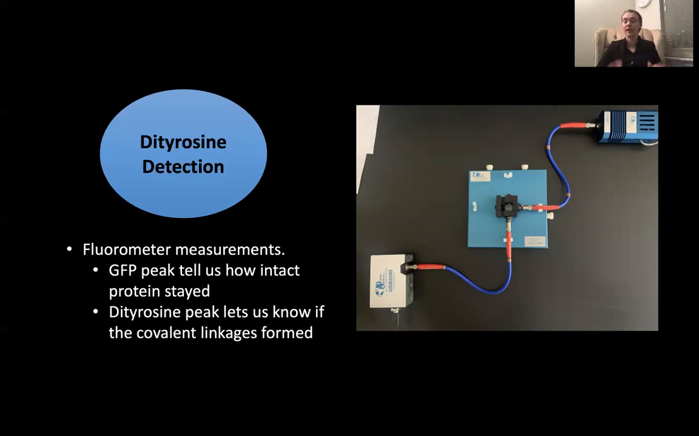So we're able to see a live feed of the amount of fluorescence of our sample. This peak for GFP tells us how well the protein stayed intact. GFP has an intrinsic fluorescence itself, and dityrosine also has a different fluorescence at different wavelengths. You'll see a graph of the GFP peak later in the presentation. The GFP peak tells us whether the protein stayed intact during these oxidation conditions, and the dityrosine peak lets us know if these covalent linkages formed.